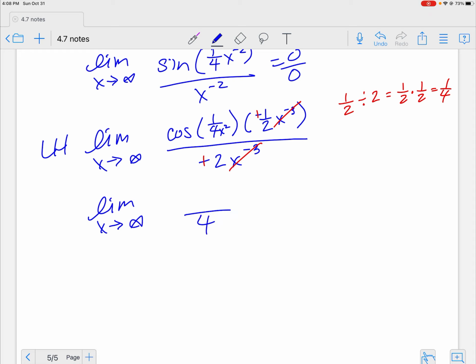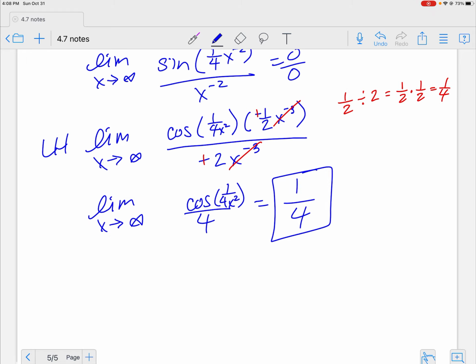So I'm going to put a 4 in the bottom, right, of cosine of 1/4x squared. As this approaches infinity, I have the cosine of 0. What's a cosine of 0? 1. And then I've got that 4 in the denominator. Cool, right? Indeterminate forms.